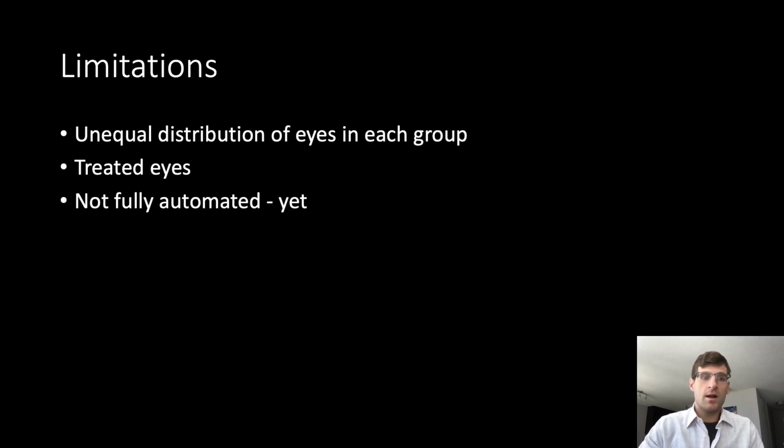Limitations: we did have an unequal distribution of eyes in each group, and we also included treated eyes in this study. So we want to do a follow-up study with a larger number of patients, hopefully multi-centered, so we can get rid of some of these issues. We also don't have a fully automated algorithm yet. There's one step that is manual, but my second grader on this study, Janice Ong, is currently working on that as we speak. Thank you.